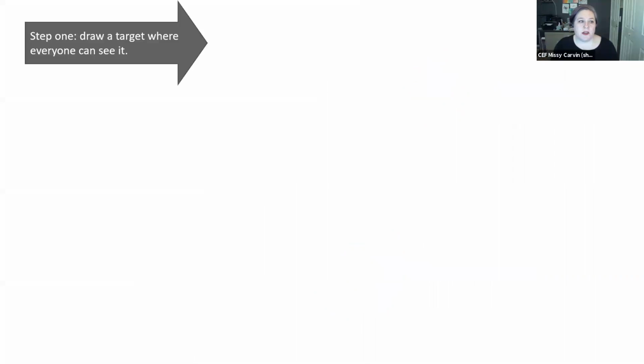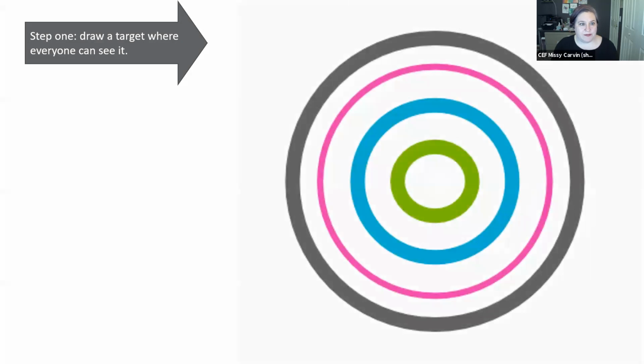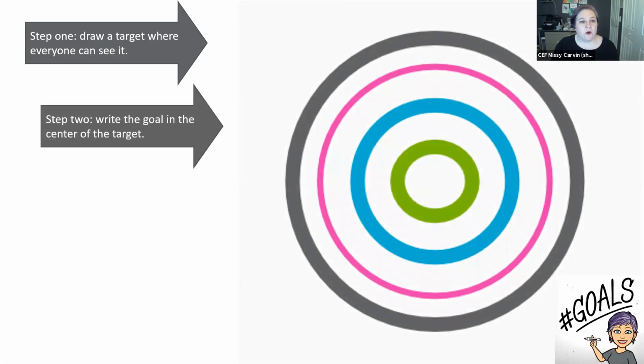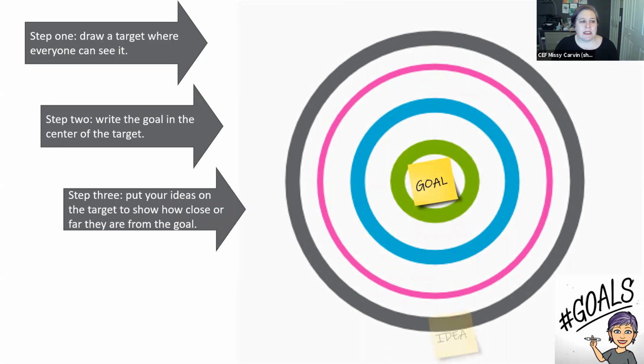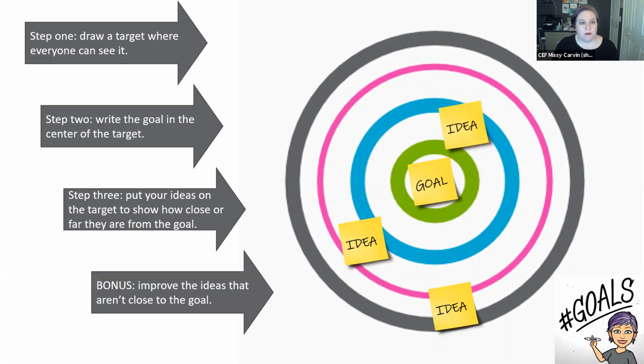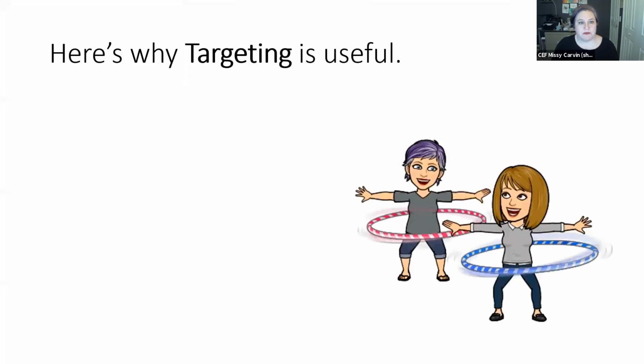So to do the targeting tool, step 1 is draw a target where everyone can see it. Step 2, write the goal in the center of the target. Step 3, put your ideas on the target to show how close or far they are from the goal. And a bonus is you can use this tool to improve ideas that aren't initially very close to the goal.